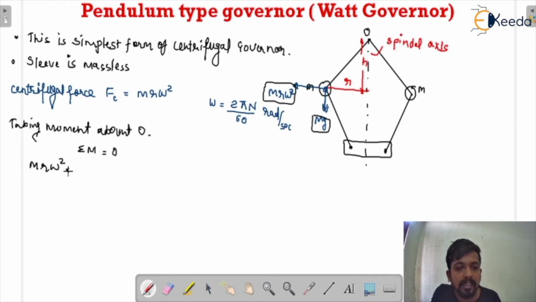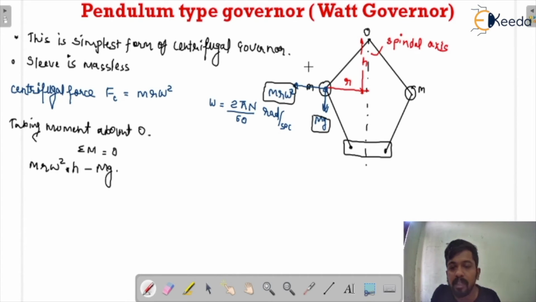multiplied by the perpendicular distance, that is h. Okay, this is mr omega square, direction of force in that direction, and the perpendicular distance, that is h. So multiply h, and this is making a clockwise moment, while when I'm taking the moment of the mg force, we can see that the mg moment is in anti-clockwise direction, so I'm considering negative sign for anti-clockwise.